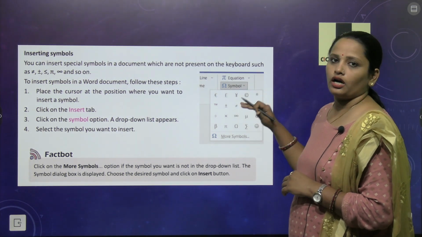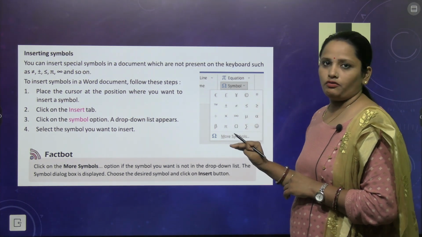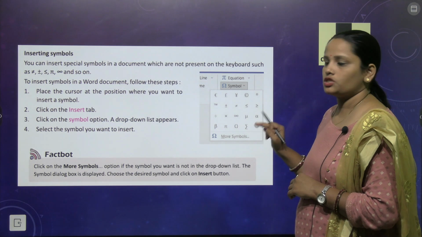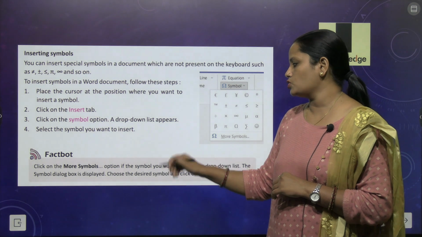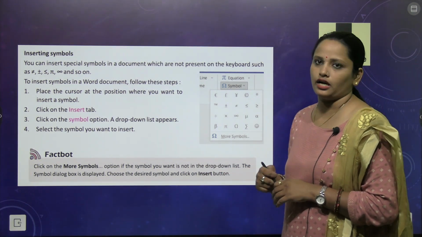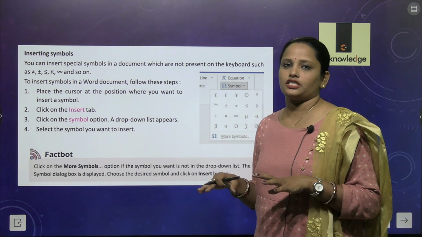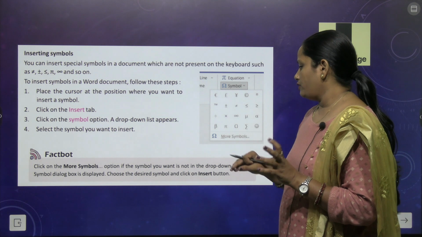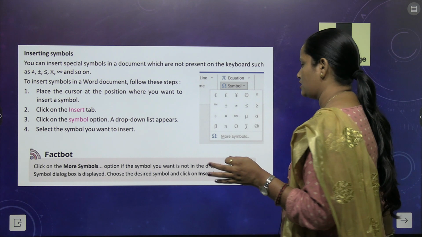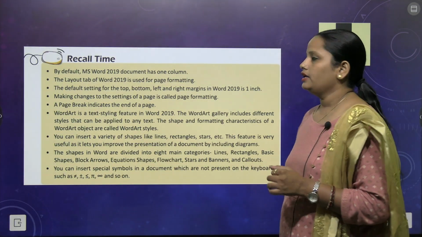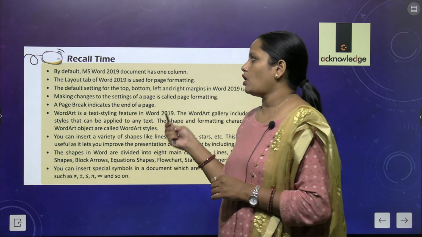If the symbol that you are looking for is not in this drop down box, then where do we have to click? We have to click on the more symbols option. The symbol dialog box is displayed. Choose the desired symbol and click on the insert button. So after choosing the desired symbol that we want, what do we have to do? We have to click on the insert button, and after doing this, the symbol will be inserted in a text or in a document.